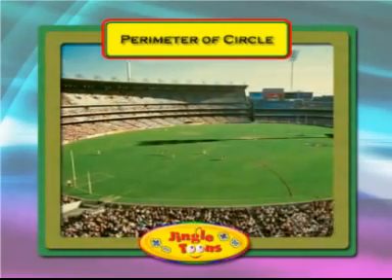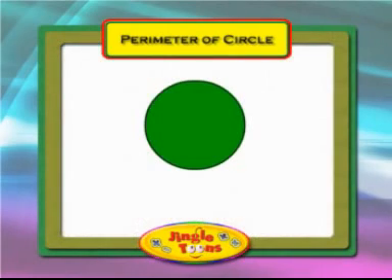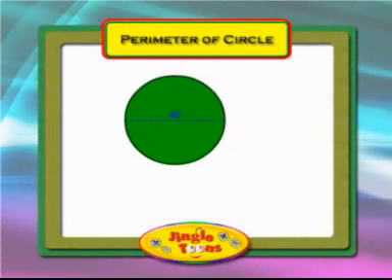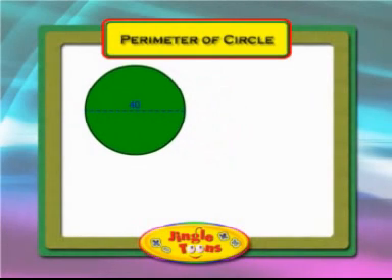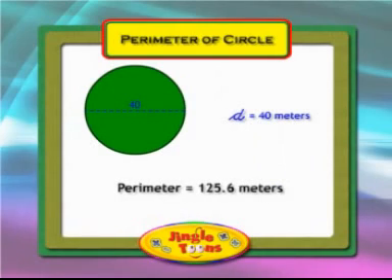This formula can be used to find the perimeter of circular cricket ground. Suppose this circle is a circular cricket ground with the diameter of 40 meters. And the formula to find the perimeter of a circle using the diameter is perimeter is equal to pi multiplied by D. Thus, perimeter is equal to 3.14 multiplied by 40. And perimeter is equal to 125.6 meters.